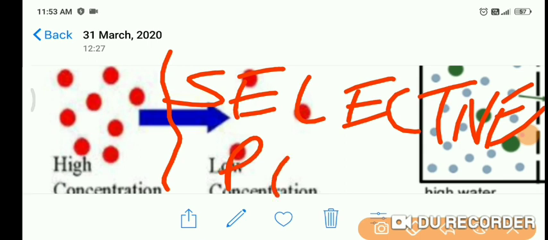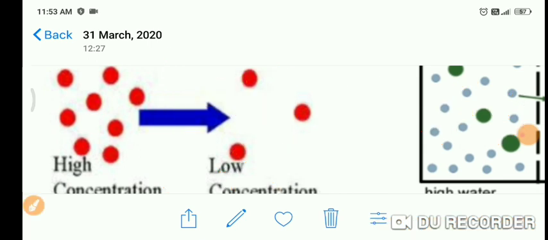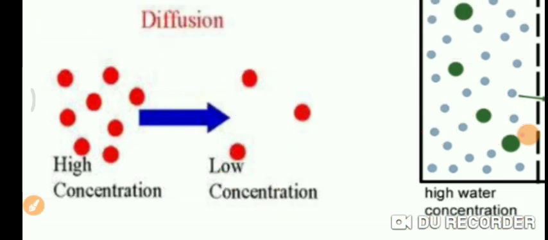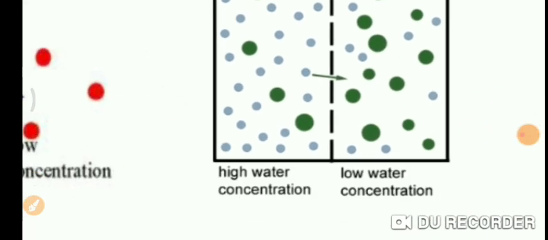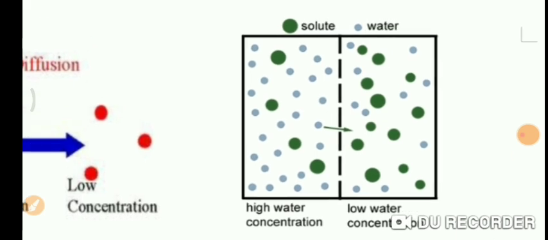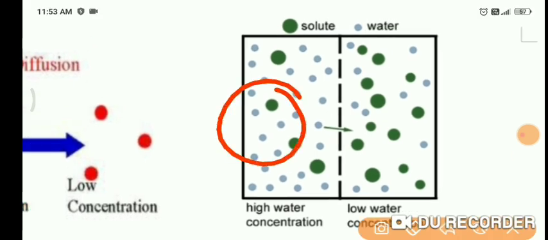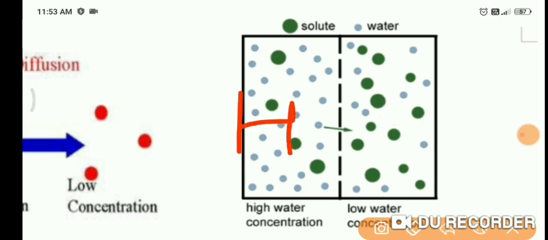It is selective permeable. Then it is known as osmosis. What is osmosis? It is a process in which molecules move from higher concentration to lower concentration. This is higher concentration, this is lower concentration. They are moving from higher to lower but across a semi-permeable membrane. It will not allow everything to pass over it.